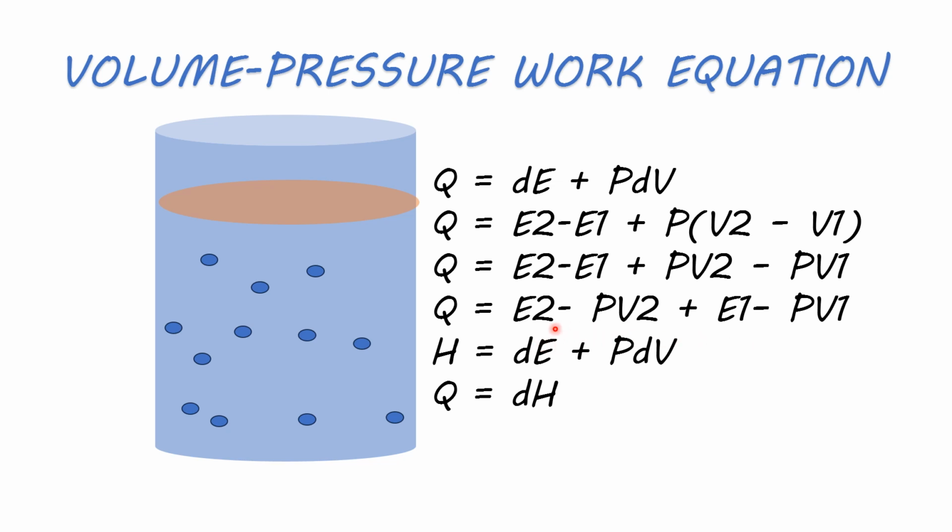Now here one thing to be noted is that E plus PV is equal to enthalpy. If we talk about E2 plus P V2 and E1 plus P1 V1, basically that will be equal to the change in enthalpy. So if we keep the pressure constant, then the heat will be equal to the change in enthalpy. And this is how we derive both of the equations.